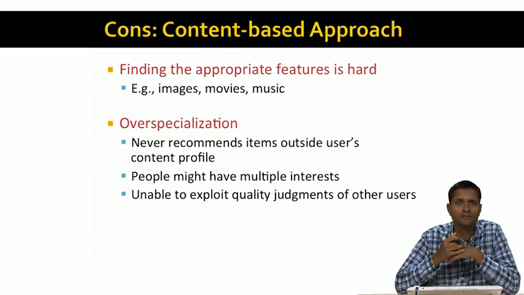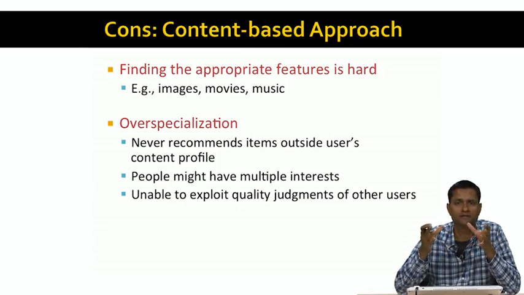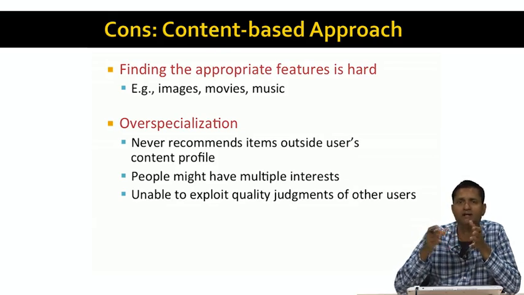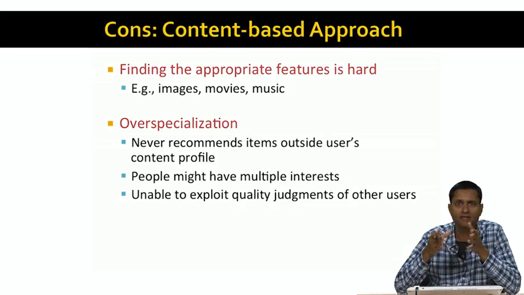Another serious problem of the content-based approach is that it's unable to exploit the quality judgments of other users. For example, there might be a certain video or movie that's widely popular across a wide cross-section of users. However, the current user has not expressed interest in that kind of movie, and therefore the content-based approach will never recommend that movie to that user.